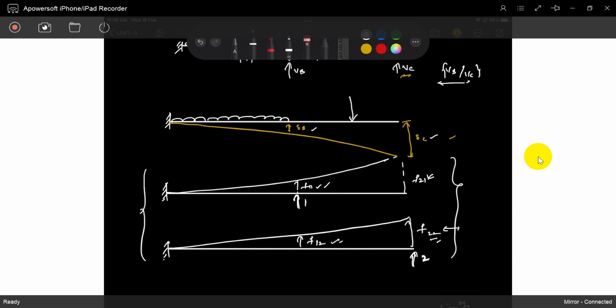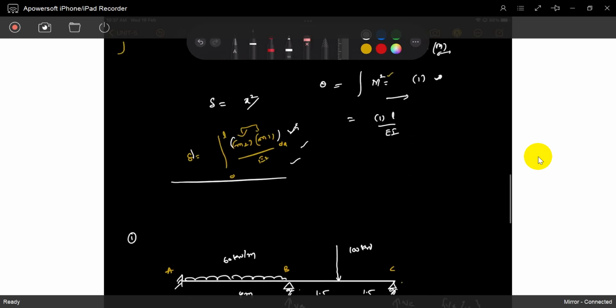How to find those, sir? If you know the formulas directly, you can find them, but not otherwise. How to find out? By the strain energy. How to find out the strain energy? So this is the equation. This is the type.